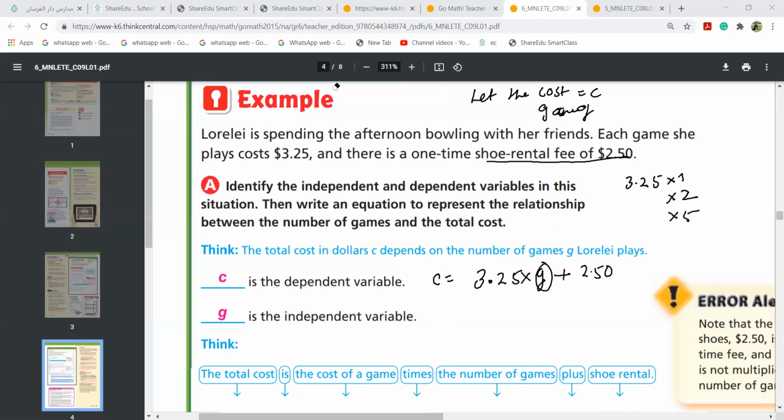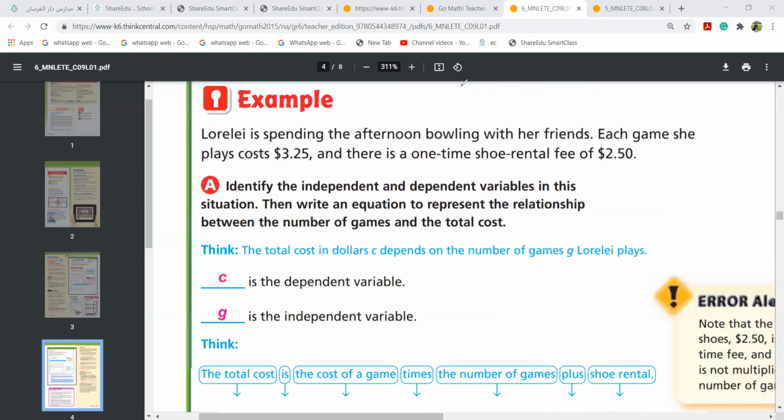Now in this, what is independent? If I multiply 3.25 by 2, my answer changes. 3.25 by 4, my answer changes. So the game is independent. You can play as much as you want, but this number doesn't change. Even if you play 10 games, you have to multiply with 3.25. Even if you play 9 games, you multiply with 3.25. So here the cost is dependent and games is independent. The cost will change according to the games played. Understood? Yes, Miss.